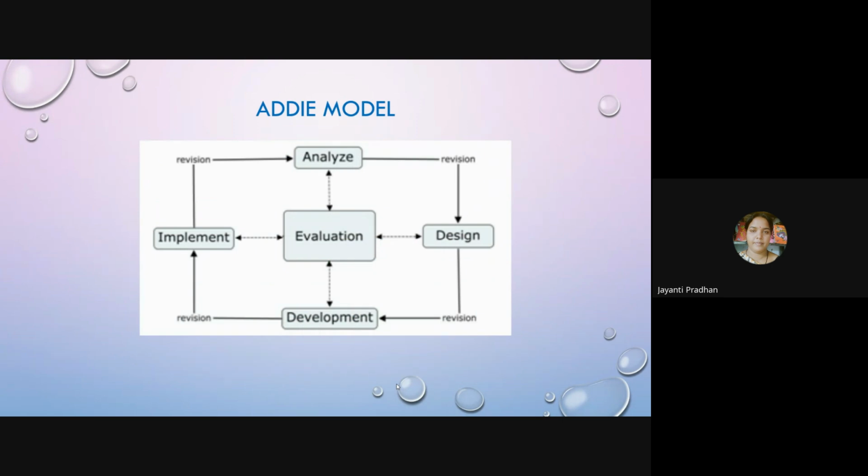Okay. First one is the ADDIE model. Is it visible to all? Yes, madam. You tell me what components are there in this model? Analyze, then design, then development, then implement and evaluation.